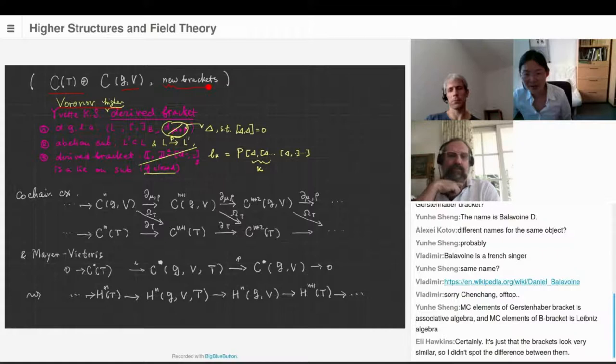Oh, there is a typo, I'm sorry. I forgot to write, there's only one delta over here. Over here, you don't have delta. And then we obtain a sort of new cochain complex, and that one is going to be the controlling algebra for when you deform three of them together.